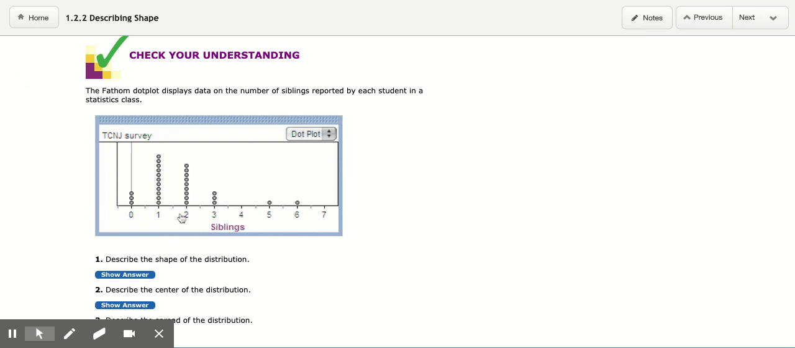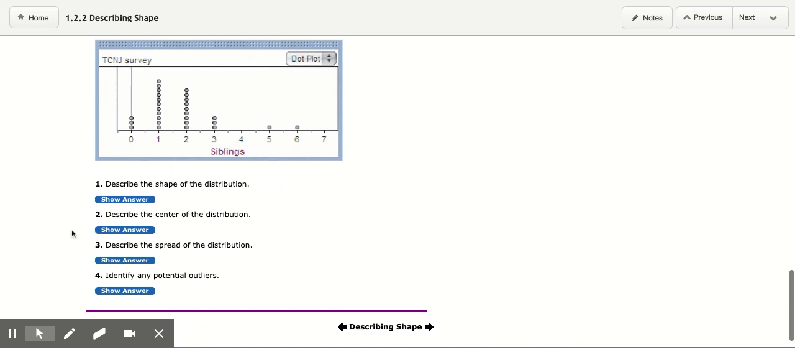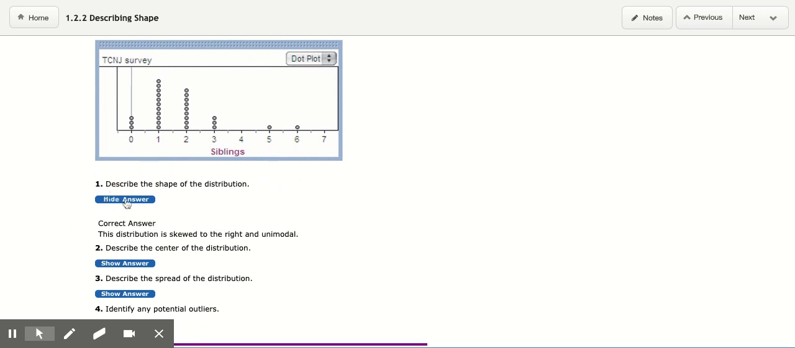So you'll notice the numbers are listed along here. So that means the number of people that have 6 siblings was 1 person. How many people had 5 siblings? 1 person. How many had no siblings? 3. That's by the number of dots. You can clearly tell that the most people, or the number of siblings that most people have, is 1 followed by 2. So when we start talking about SOCs, so shape, this distribution is skewed to the right and unimodal.